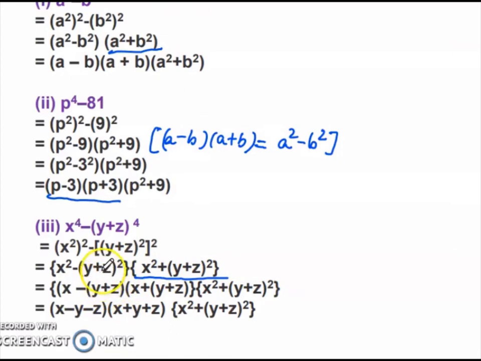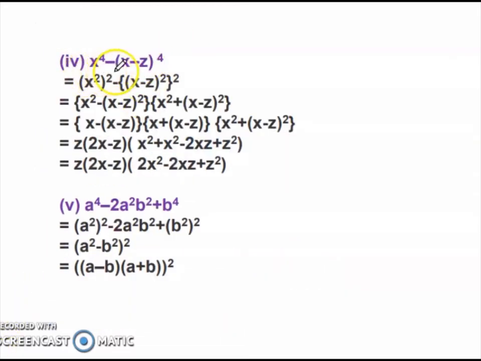The first one can be further factorized, again using the same identity a square minus b square. Now this time a is x and b is y plus z. So it will be x minus y plus z into x plus y plus z, into this factor, which will be written as it is, x square plus y plus z the whole square. So this will be your final answer, x minus y minus z into x plus y plus z into x square plus y plus z the whole square. These are the three factors.